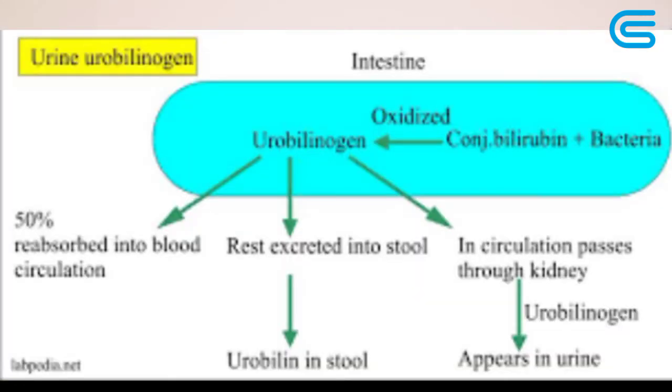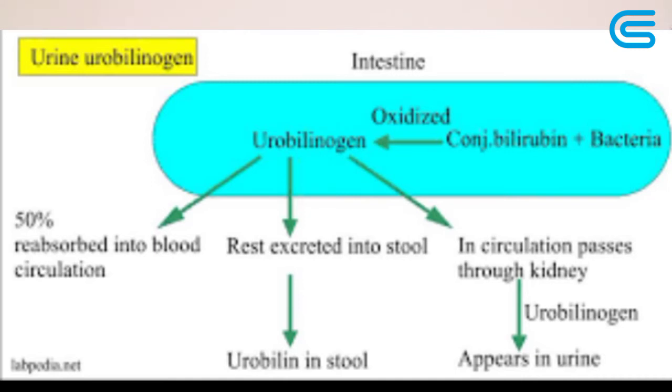So there is also another component called urobilinogen. So conjugated bilirubin is excreted into the duodenum through bile, and it is converted by bacterial action to urobilinogen in the intestine. So the major part is eliminated into the feces.